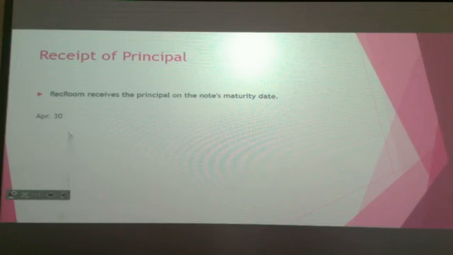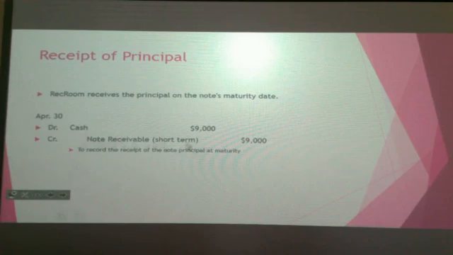And finally, record the receipt of the principal. Recording the receipt of the principal is accepting the cash, $9,000, in exchange for terminating the note receivable. And that is it. End of the slideshow.